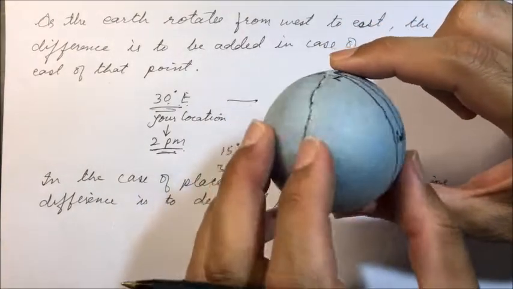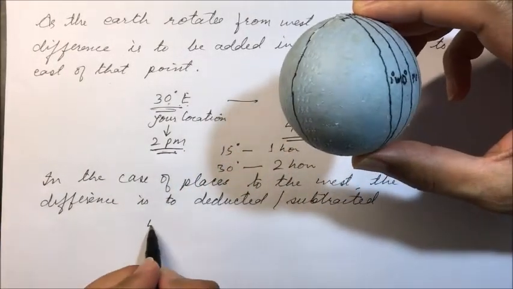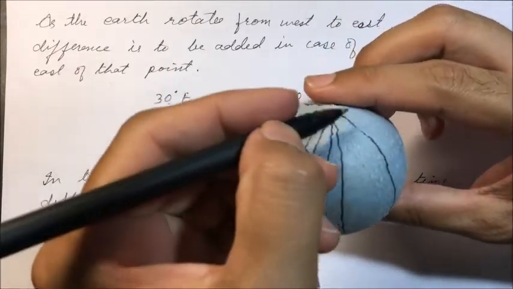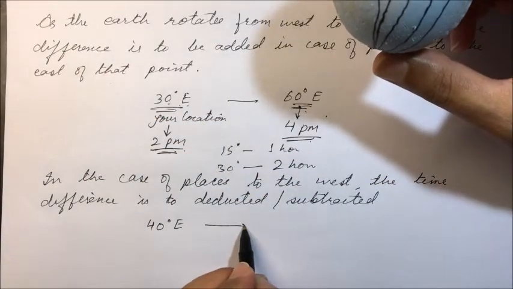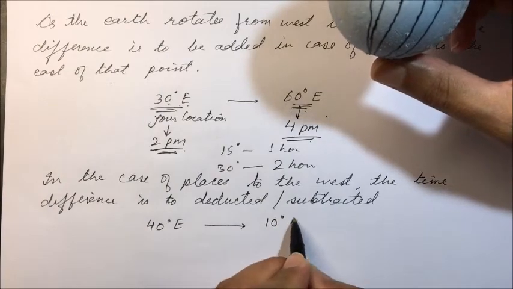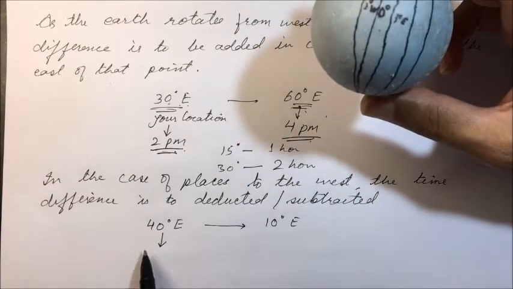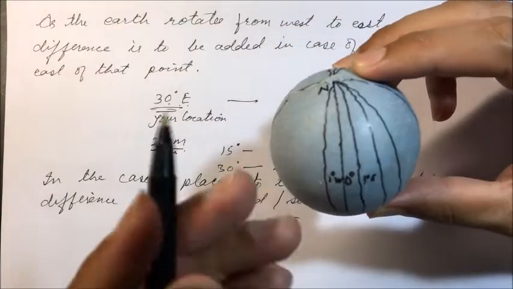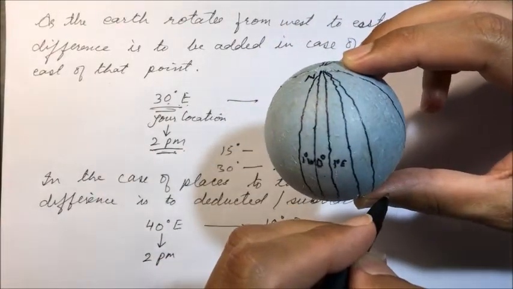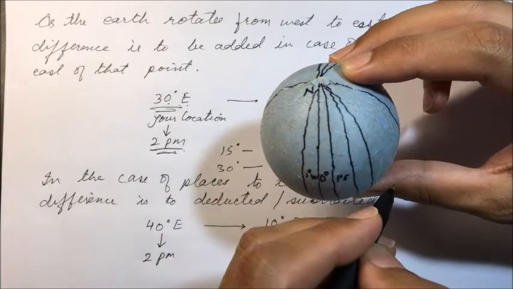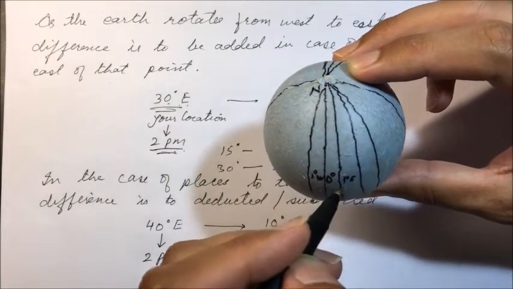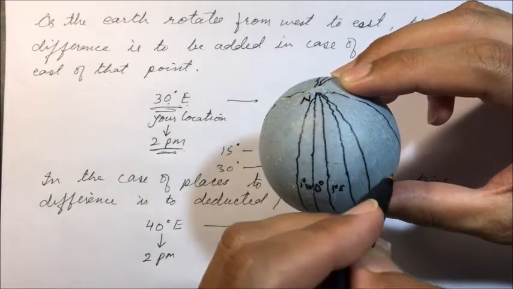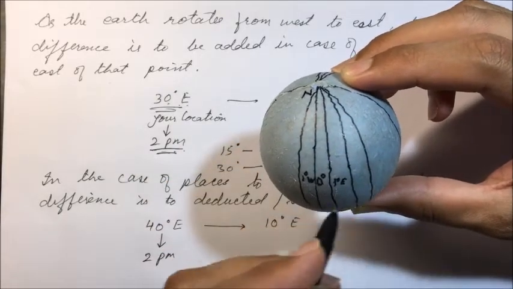This time, for example, you are at 40 degree east and your friend is at 10 degree east. At your place the time is 2 p.m. So you are at 40 degree east and you will move towards west for 10 degree east. You are moving towards west.